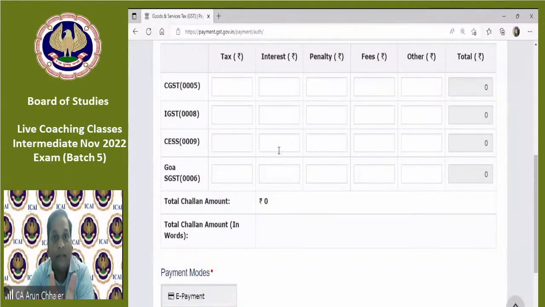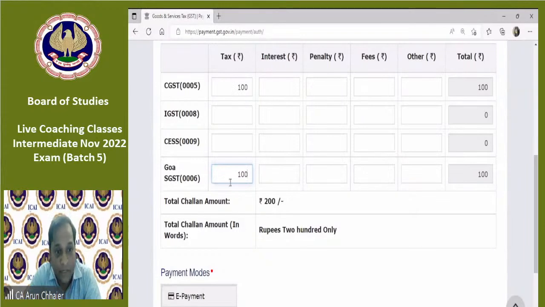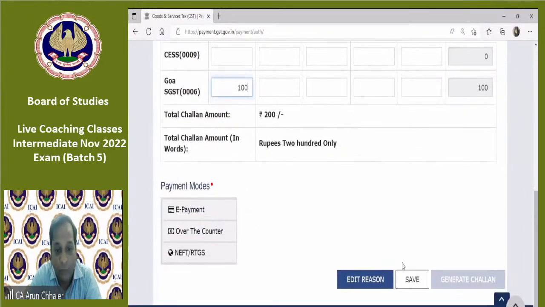See, you can opt for any method. This is not a compulsion that you have to go for one method only. Suppose you are thinking, like Rekha is saying, that there is no liability, go for the self-assessment method. Or there is a smaller liability. I am required to pay only 100 rupees CGST, 100 rupees SGST. No problem. I will simply pay 200, select the mode and pay the challan.